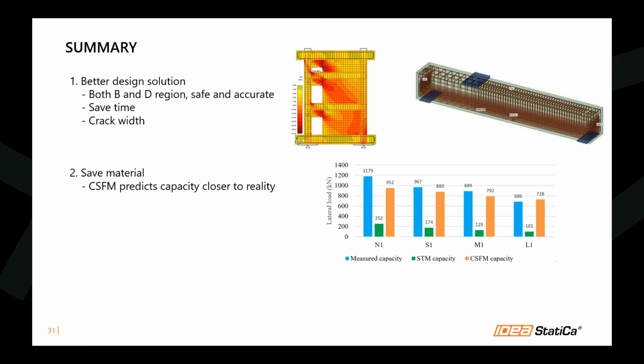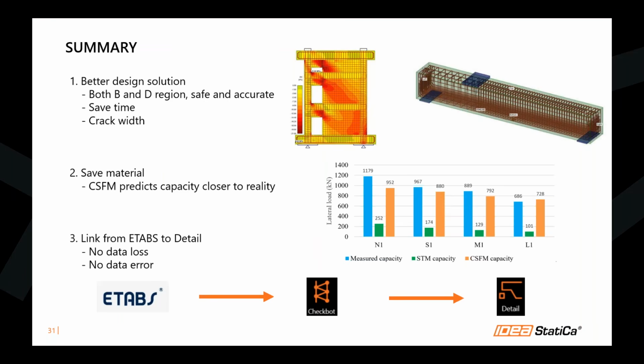Second, as I mentioned before, is a saving in material, because CSFM or IDEA StatiCa Detail actually predicts capacity closer to reality. This is what I meant before. If you are using STM, then the capacity will be very low, which means you will put in much more rebar and concrete into your design. Lastly, we have a link from ETABS to Detail. That means no data loss, no data error, and of course, saves some time because you don't need to actually remodel the whole thing again.